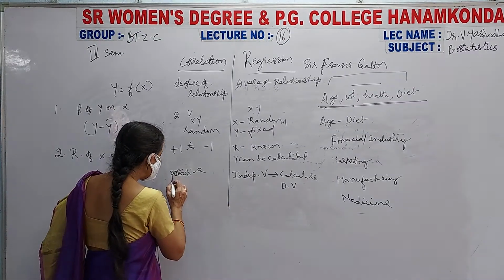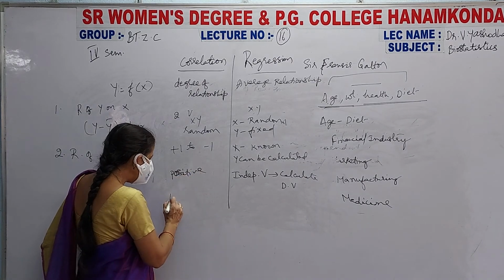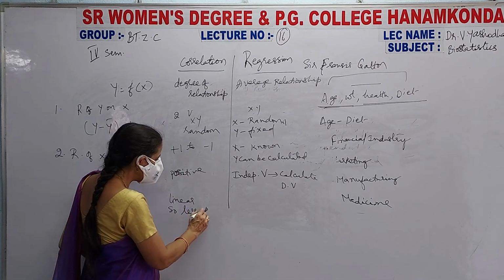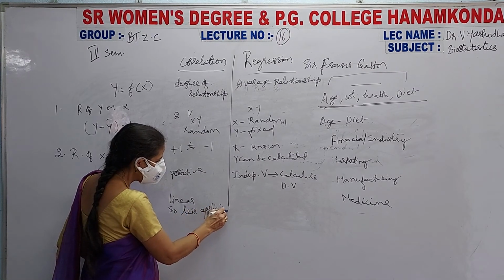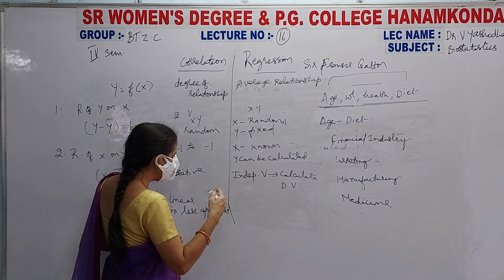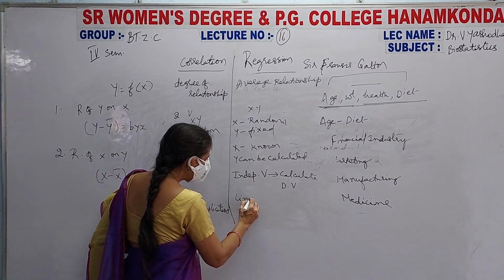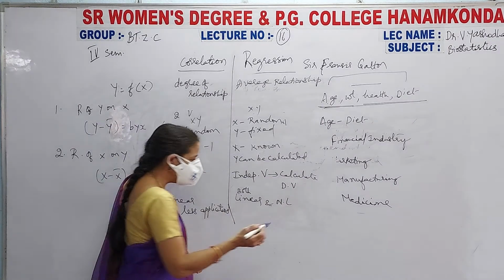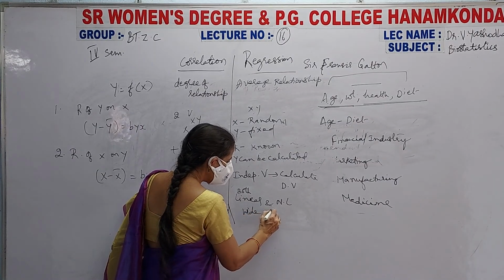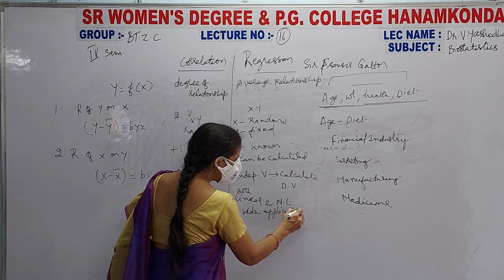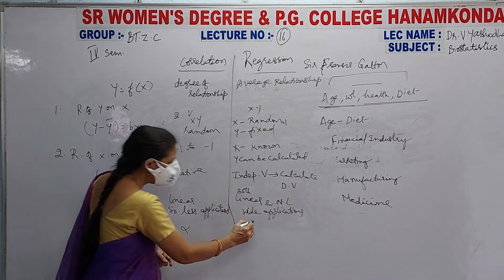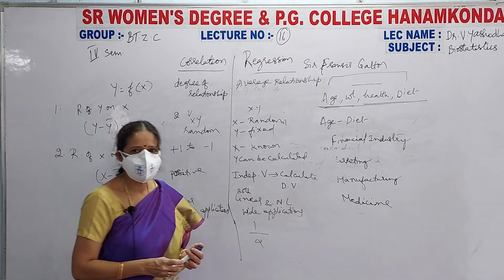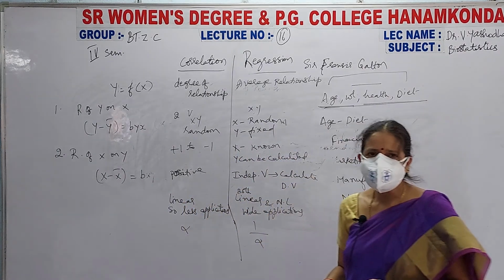Next one, this is correlation is linear. Generally it is linear, so less applications. Next, see here, it is linear, it is both linear and non-linear, so it has wide applications. Okay, it has wide applications. It is directly proportionate, it is indirectly proportionate. These are the differences between correlation and regression. Okay students, today we'll stop here and tomorrow we'll continue.